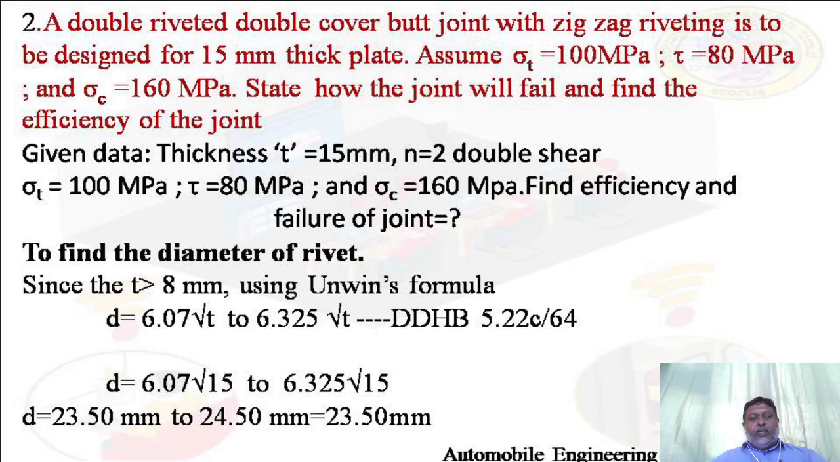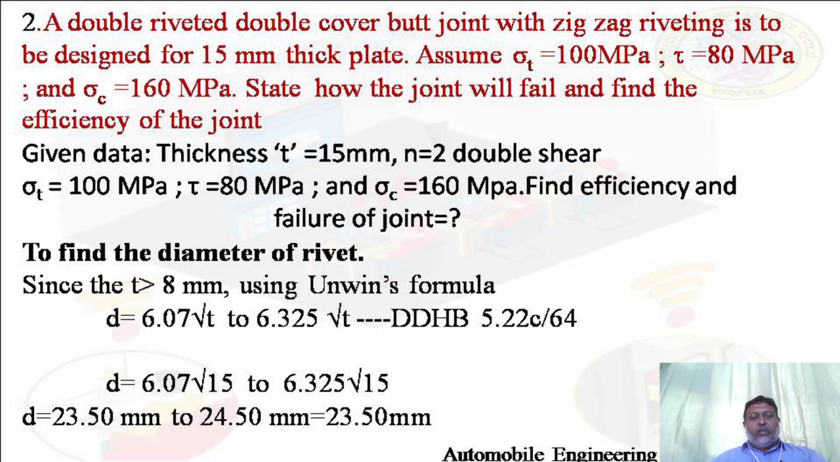Okay, write down the data given. Only one data is there, that is T equal to 15 mm. N is equal to the number of rivets, and it is a double shear. Sigma T is equal to 100 megapascal, tau is equal to 80 megapascal, sigma C is 160 megapascal. And we have to calculate the efficiency and failure of the joint.